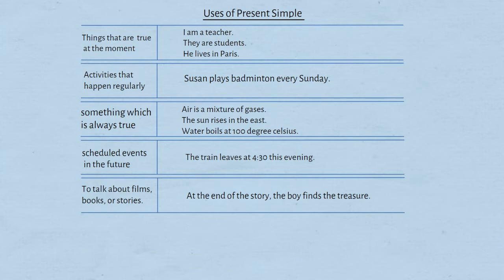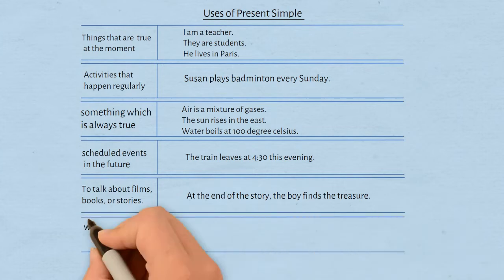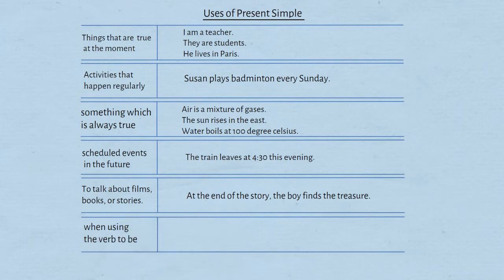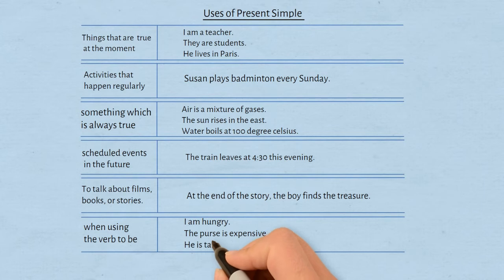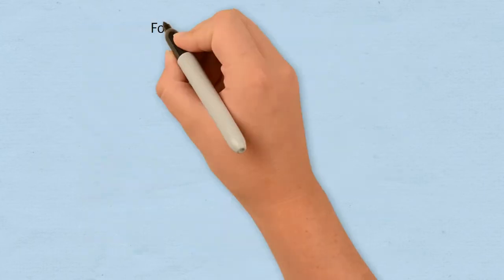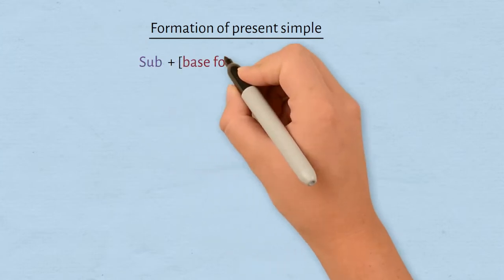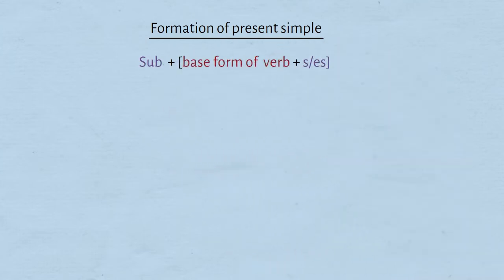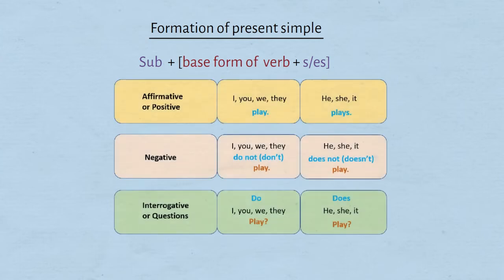Another use of present simple is when using the verb to be. I am hungry. The purse is expensive. He is tall. Now let's look at how to form the present simple tense. To make the present simple, we use base form plus s or es. For example, in the given table over here, we have taken the verb play.